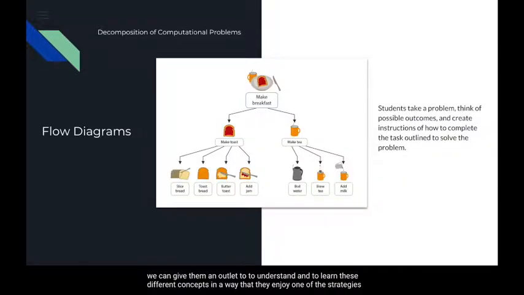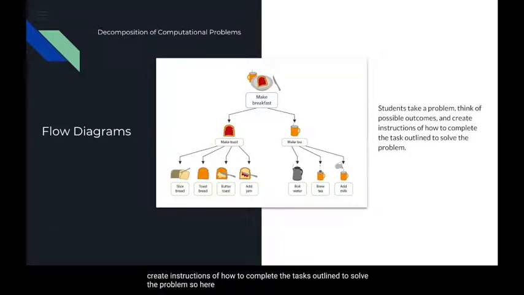One of the strategies to help students think computationally is the decomposition of computational problems. I want to show you a flow diagram of a computational problem, but before I go into that, I want to make an easy visual for us to show how a seemingly simple problem can actually be more complex than it is, and why we would have to plot out this problem with a flow diagram. So essentially, students take that problem, think of the possible outcomes, and create instructions of how to complete the task outlined to solve the problem.